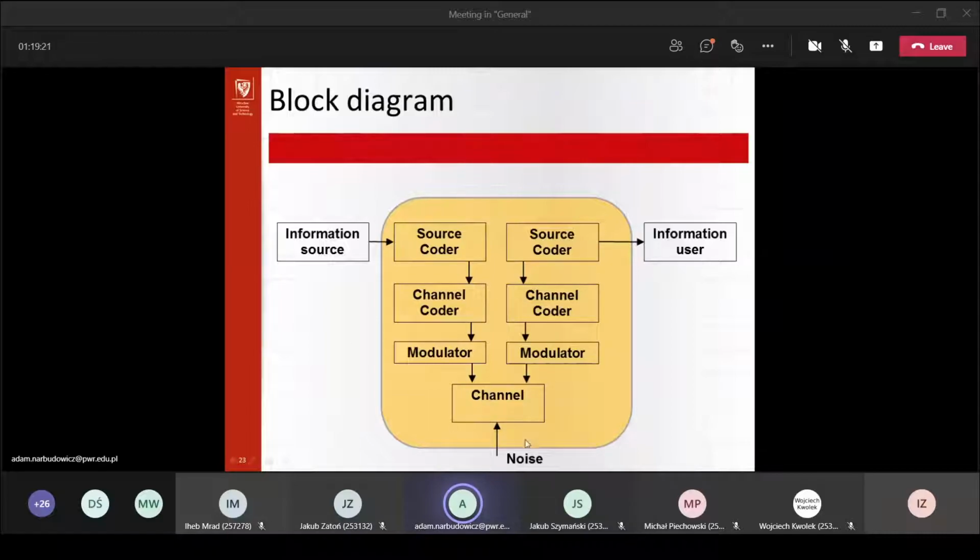Okay, and then of course we have the channel and the noise, and here is an obvious copy-paste mistake. The arrows should go in the opposite direction, and it should not be modulator but demodulator, channel decoder, and source decoder, sorry. So again, what we do at the transmitter needs to be undone at the receiver. Typically, unwrapping your information at the receiver is much more complicated than transmitting it, but conceptually the blocks are equivalent.